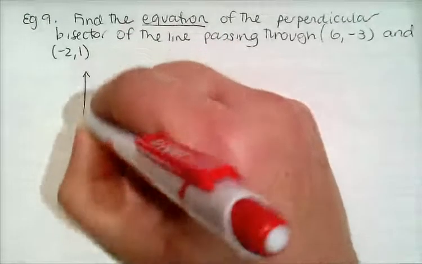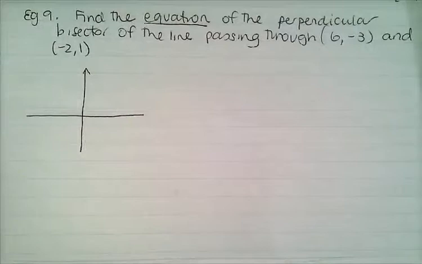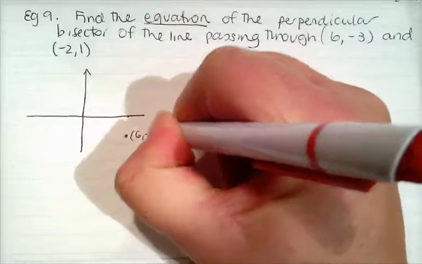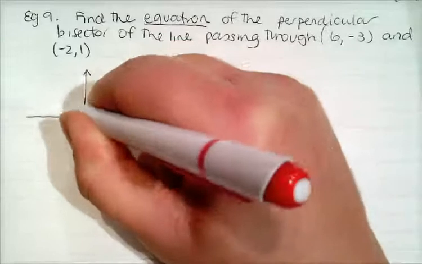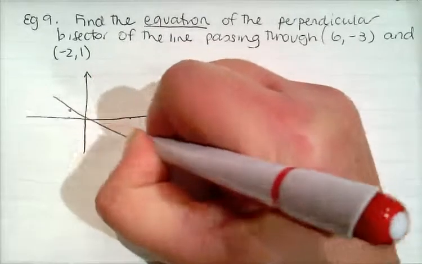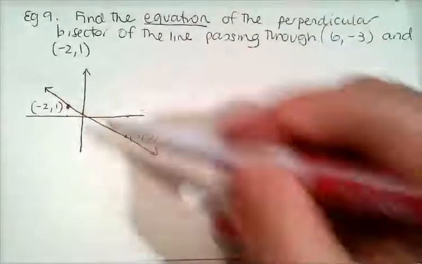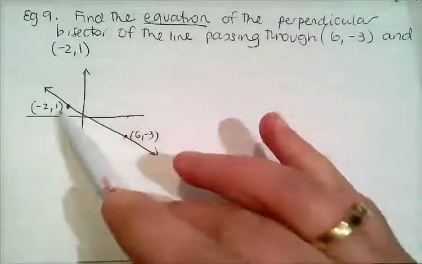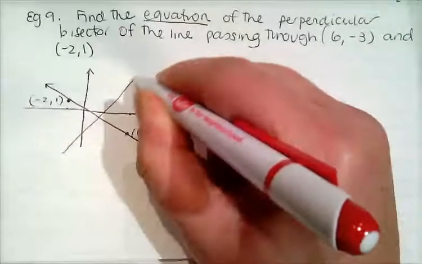So let's just try and visualize what this question is all about. We want the equation of the perpendicular bisector of the line passing through (6, -3), which is roughly down here, and (-2, 1). So here's my line. Now I don't want the equation of this line. I want the equation of the perpendicular bisector of the line joining these 2 points. So I need the equation of the line that passes roughly through there.